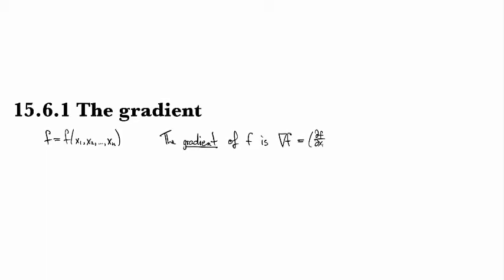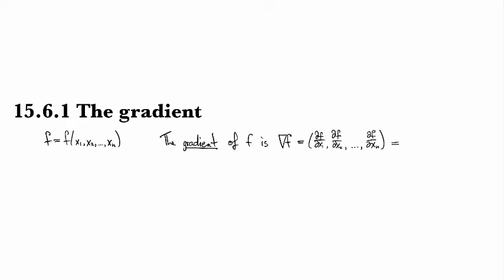So if we are given a function f of several variables, then the gradient of f is the vector of first partial derivatives. It's written with an upside down triangle like this. So it's the partial of f with respect to its first input variable, and then second input variable, and so on and so forth, all the way to the end.